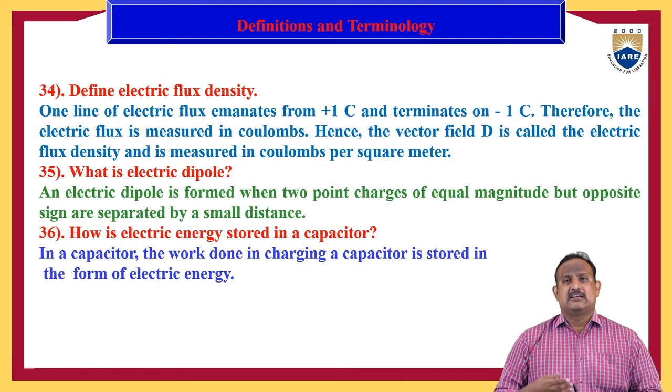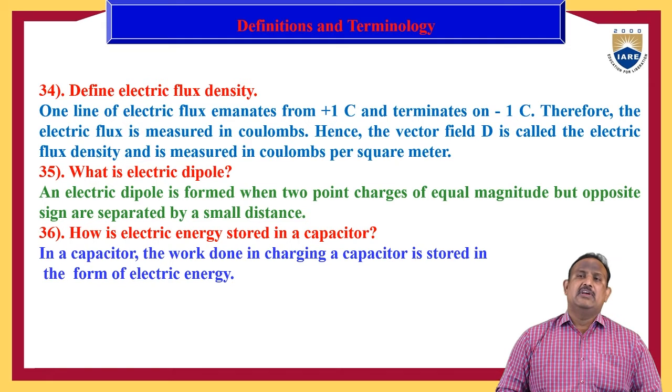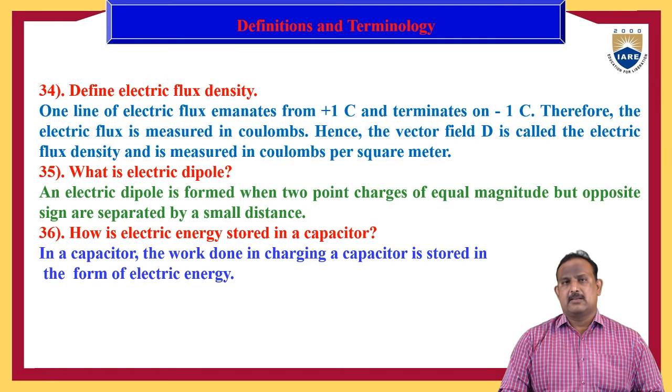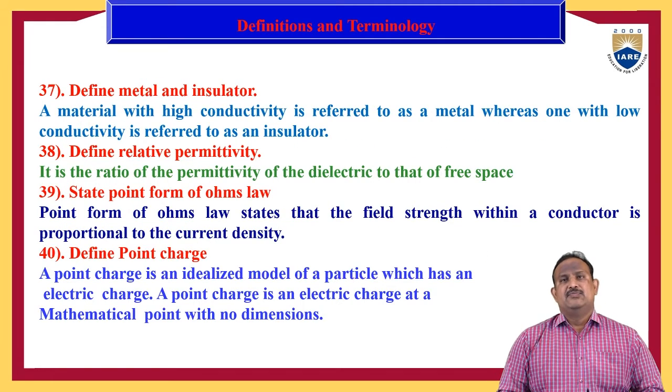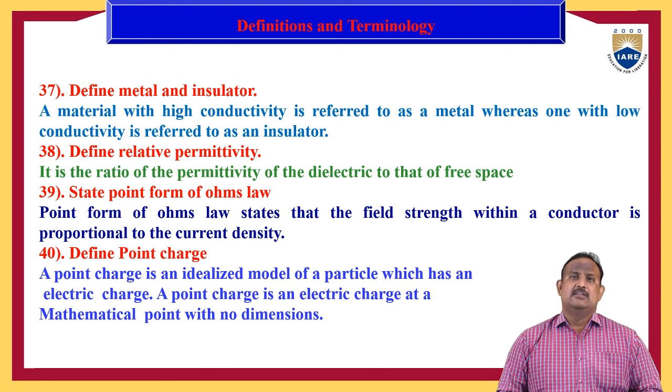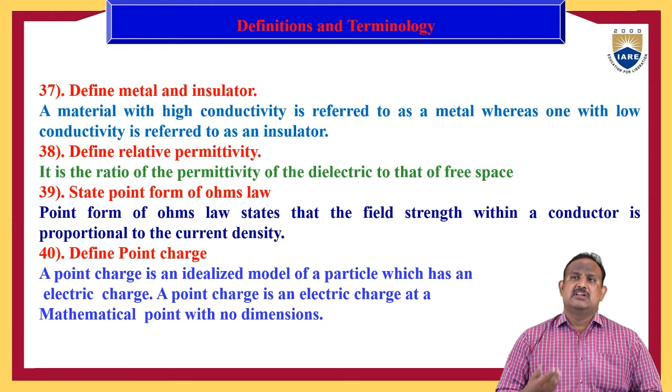So how is electric energy stored in a capacitor? In a capacitor, the work done in charging the capacitor is stored in the form of electric energy. So define metal and insulator. Let us assume a material with high conductivity, which is referred to as a metal, and the same material with low conductivity is referred to as an insulator.